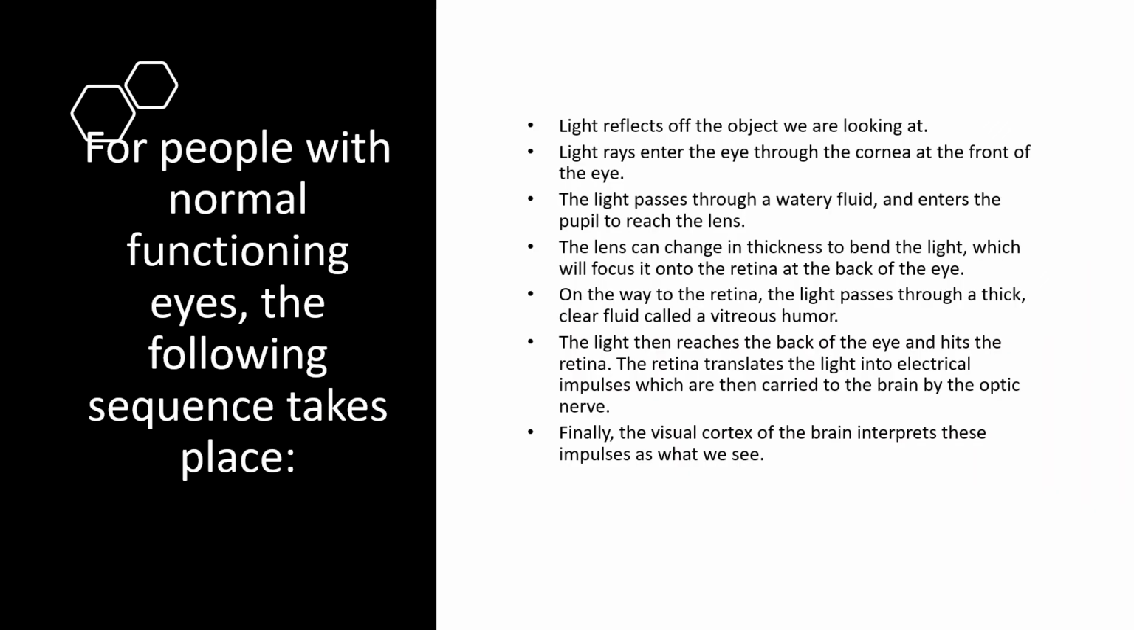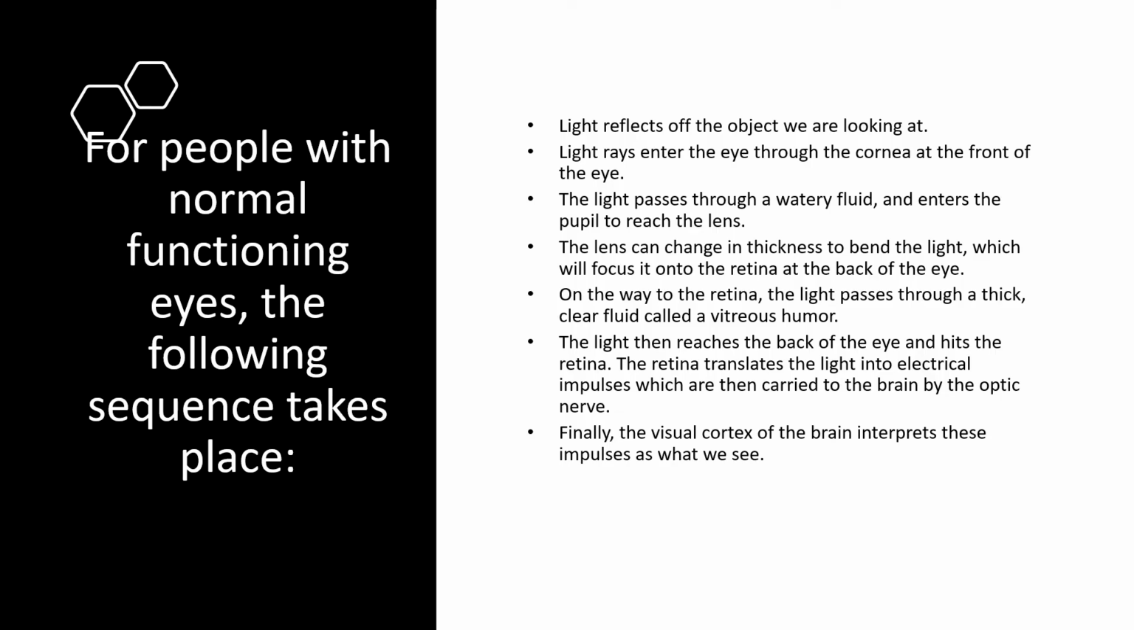If you get a question on how the eye works, this is a really good way to answer it, but obviously you're not going to remember it all, so it's worth taking some notes from this. So light reflects off the object we're looking at. Light rays enter the eye through the cornea at the front of the eye. The light passes through a watery fluid and enters the pupil to reach the lens. The lens can change thickness to bend the light, which will focus it onto the retina at the back of the eye. On the way to the retina, the light passes through a thick, clear fluid called vitreous humor.